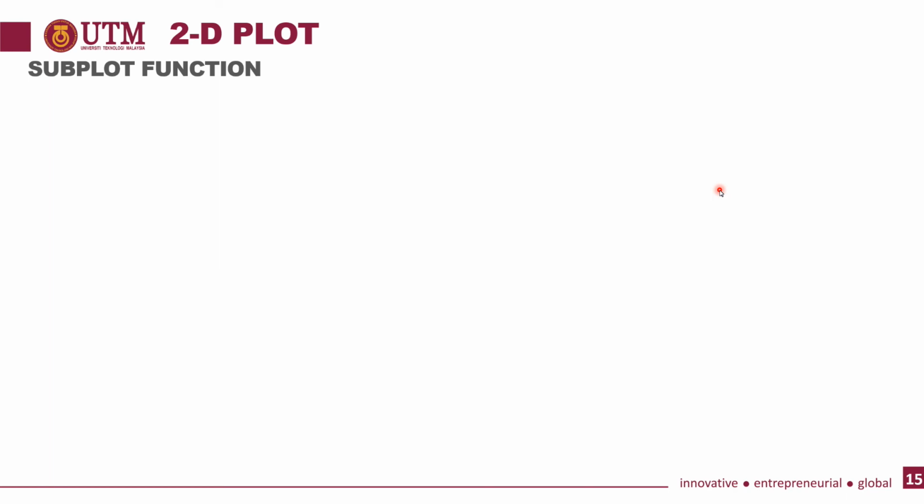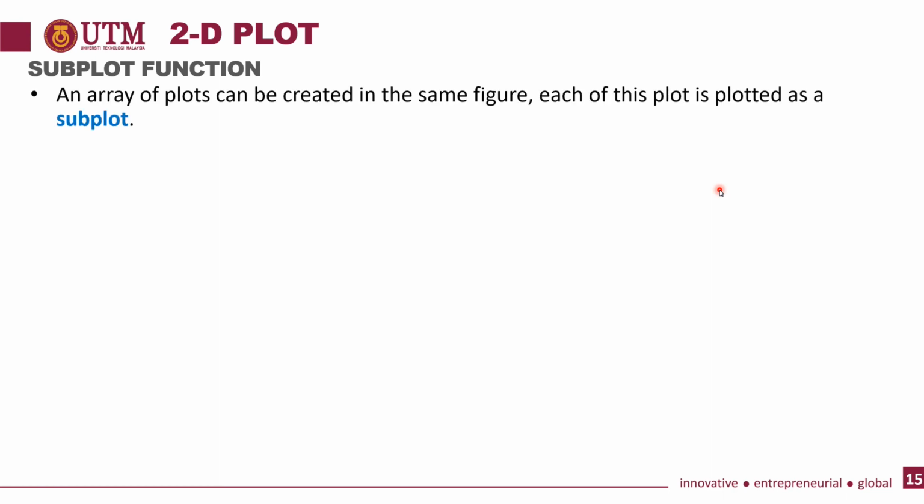Subplot is multiple graphs inside one figure. The previous example showed a multiple plot, meaning you have multiple lines in one graph, in one figure. But this one, you have multiple graphs in one figure, so you can see the difference later on. So for the subplot function, an array of plots can be created in the same figure. Each of these plots is plotted as a subplot.